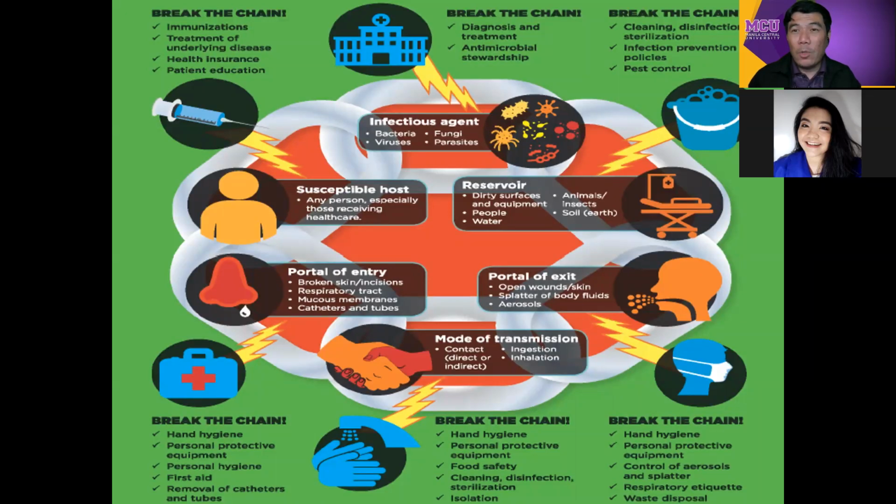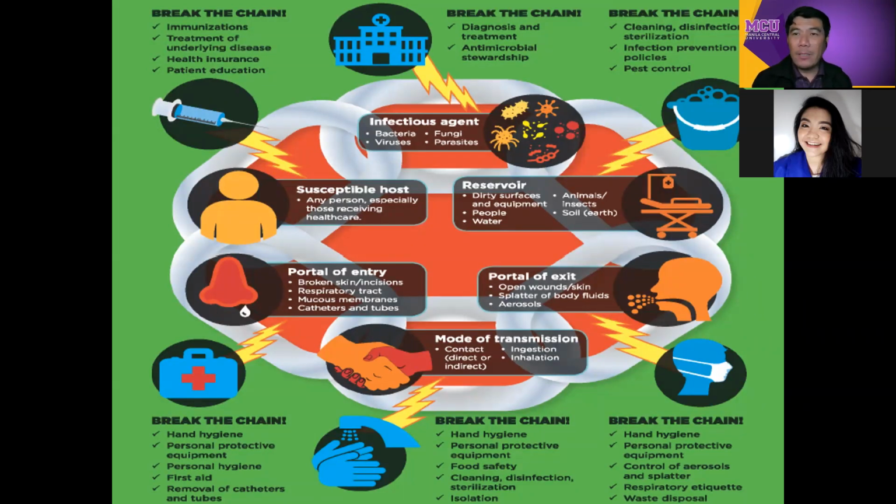So pest control pag ito naman ay caused by mga pest or mga parasites. Now when it comes to the portal of exit, the mode of transmission, and the portal of entry, what is common with these three? Breaking the chain is through the hand hygiene or what we call universal precaution. Another common measure to break the chain for portal of exit, mode of transmission, and portal of entry is through the use of the personal protective equipment or PPE.